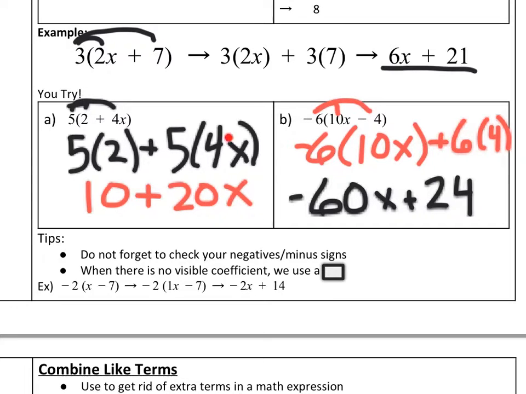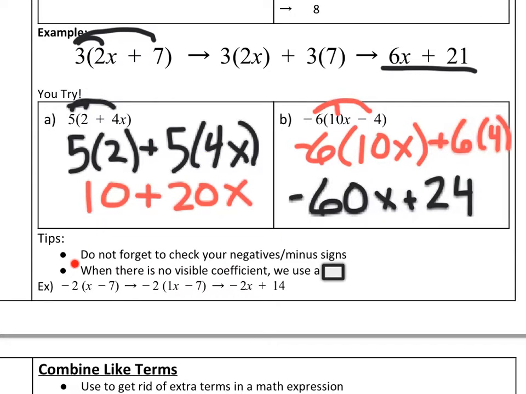As you get more comfortable with this, you might even be able to skip this middle step of rewriting. You can just do 5 times 2 in your head to get 10, and then plus 5 times 4x, 20x, and just skip to the end, doing some of that work in your head. That's okay too. But if you struggle with your multiplication or integers, it might be a good idea to write it out until you start getting the hang of it.